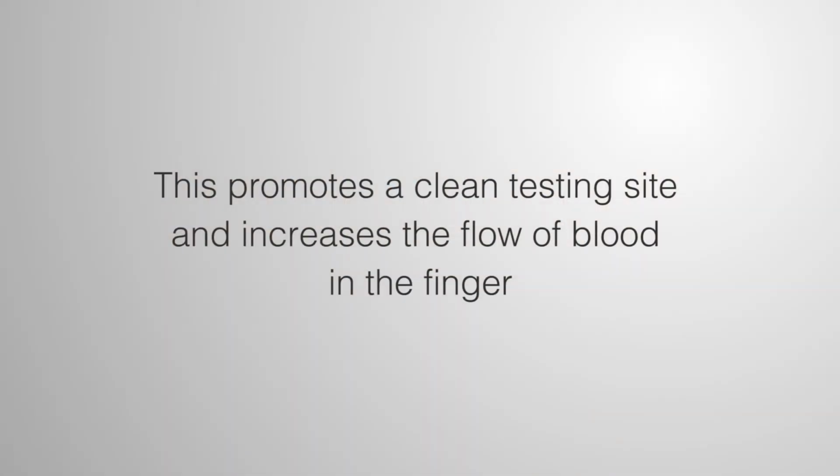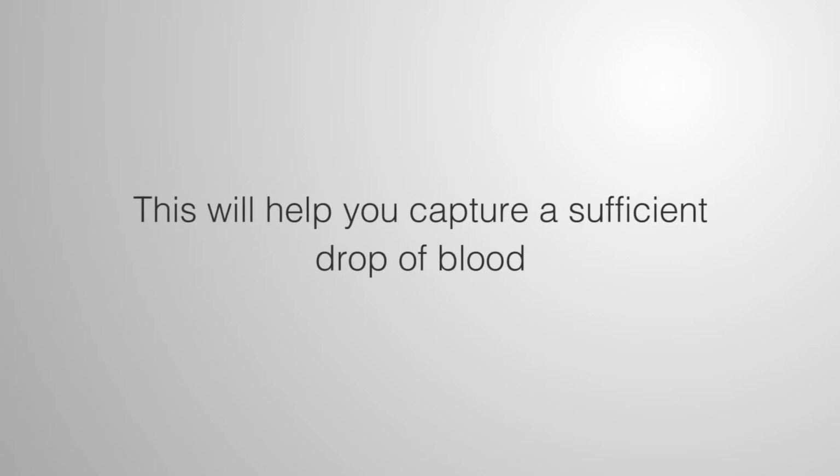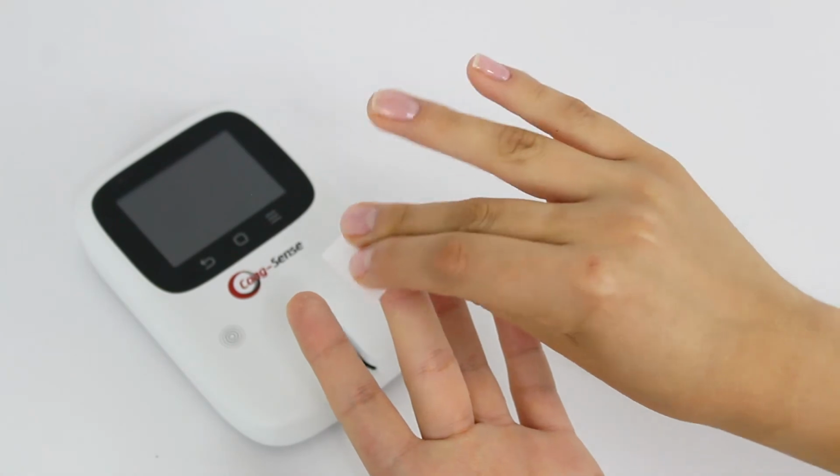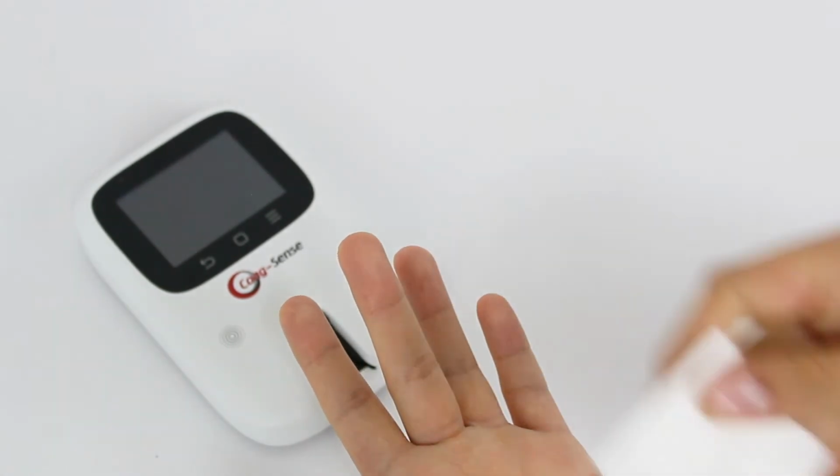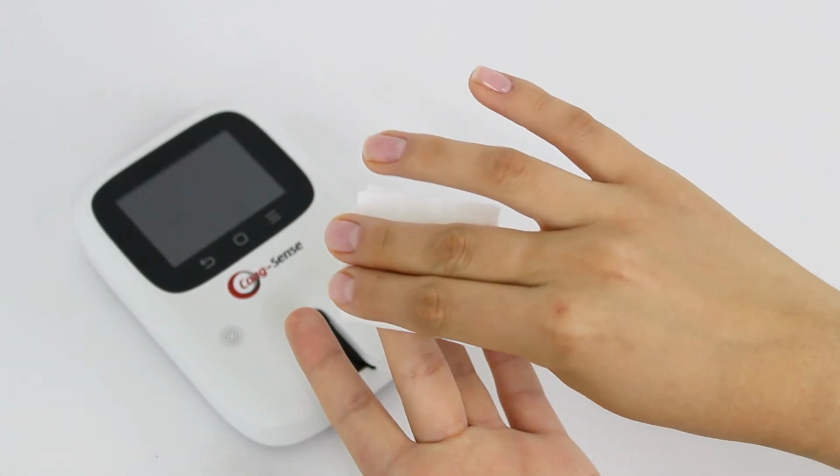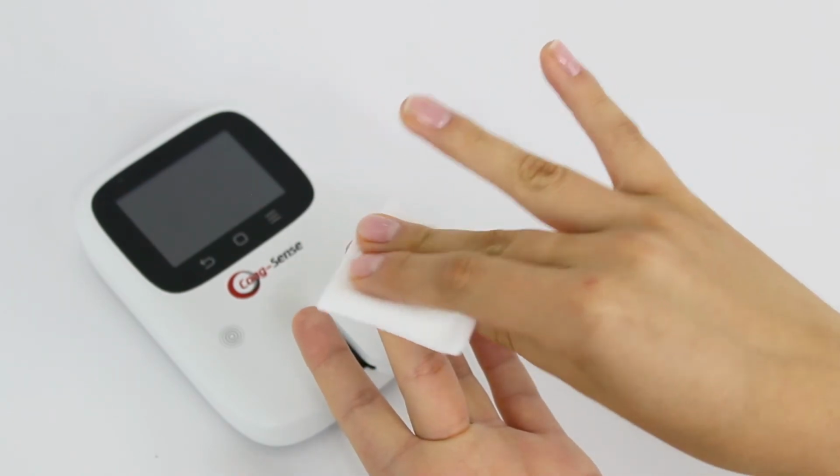Not only does this promote a clean testing site, but increasing the flow of blood in the finger will help you capture a sufficient drop of blood. If an alcohol wipe is used, the finger must be completely dry, as residual alcohol will affect results.